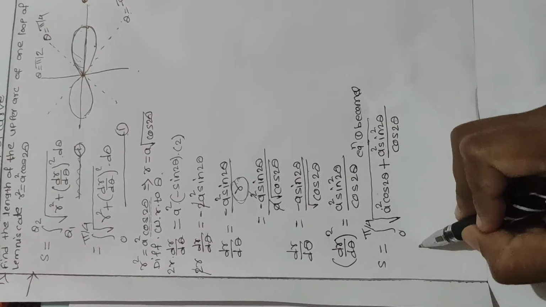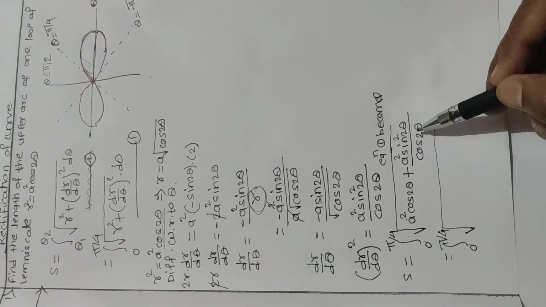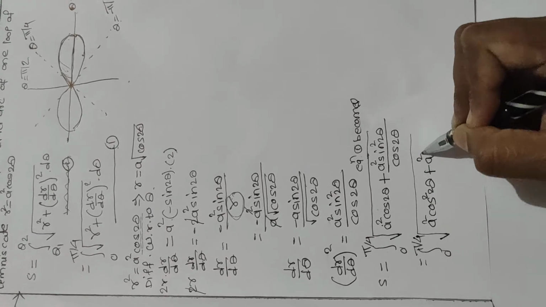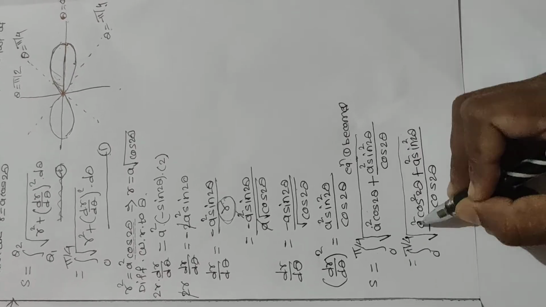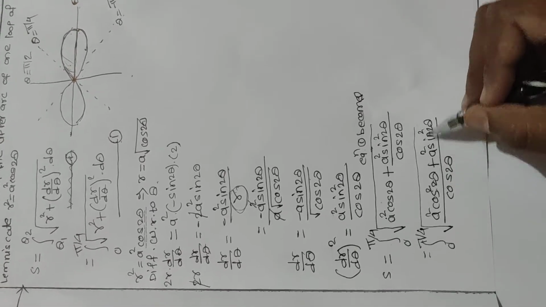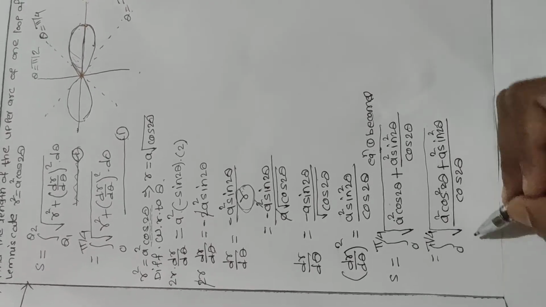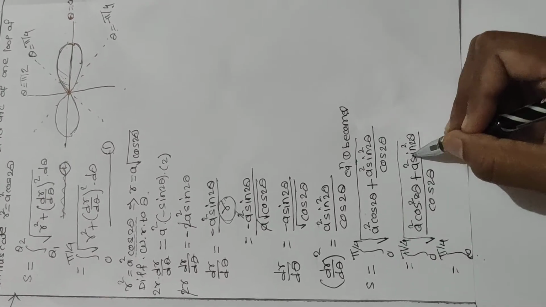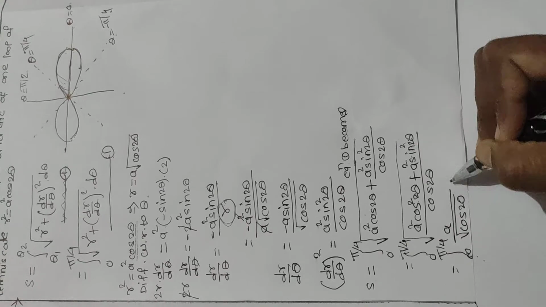So here we have to take the LCM. So 0 to pi by 4 of the square root of a square cos 2 theta into cos 2 theta, which is a square cos square 2 theta, plus a square sine square 2 theta, divided by cos 2 theta. Here a square is common. What is the remaining term? Cos square 2 theta plus sine square 2 theta, and the answer of cos square plus sine square is 1. This is the trigonometric identity. So the remaining term is the integral 0 to pi by 4. Root a square is a, divided by root cos 2 theta d theta.